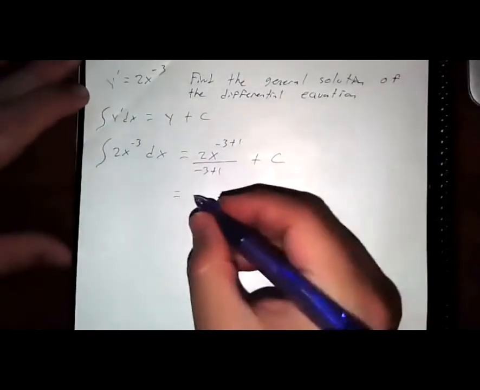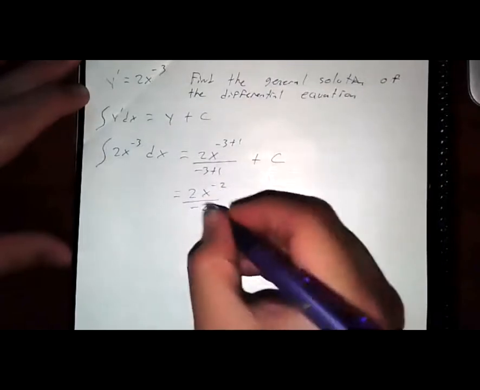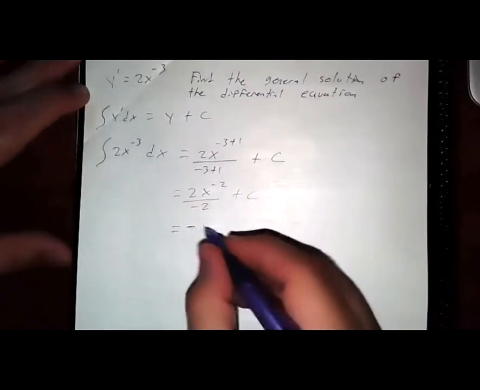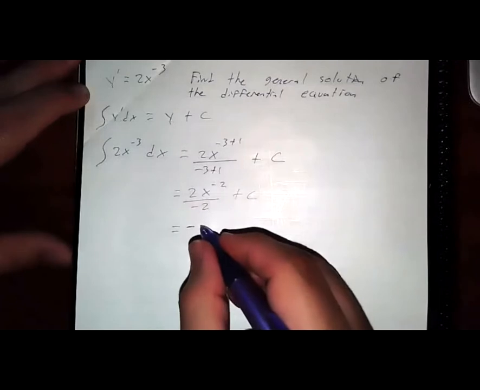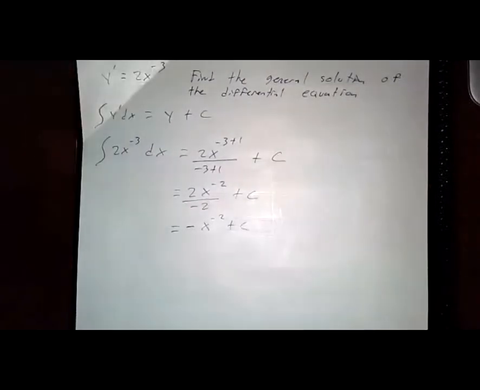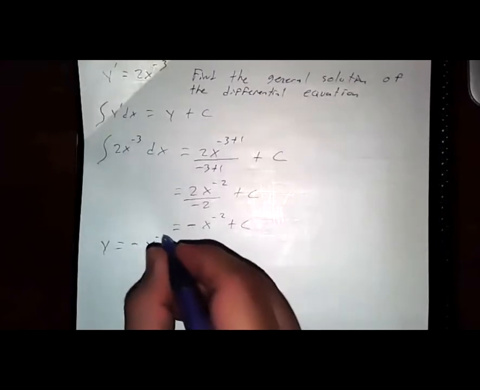So that would become 2x to the negative 2 over negative 2, right? Which would then become negative x to the negative 2 plus c, right? So the general solution is negative x to the negative 2 plus c.